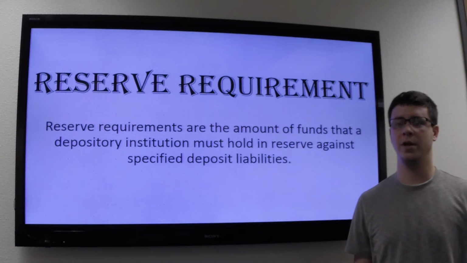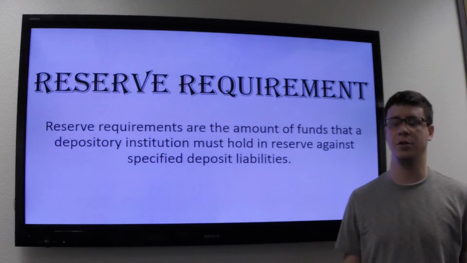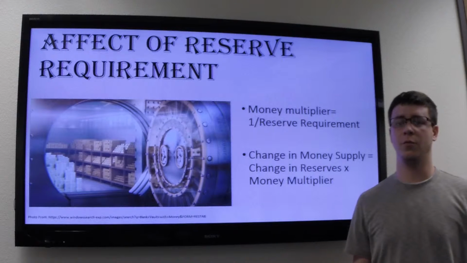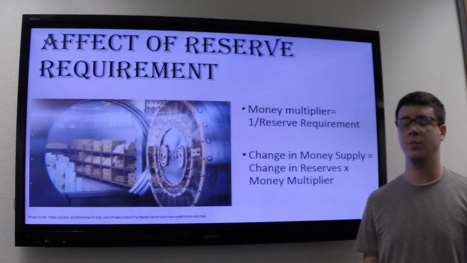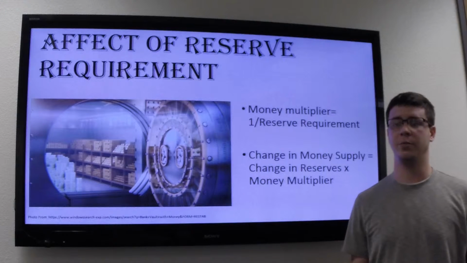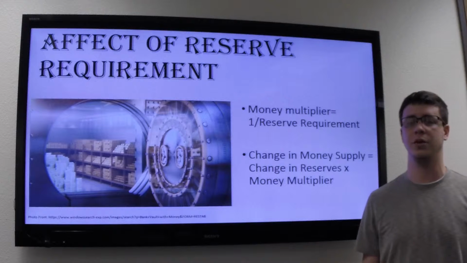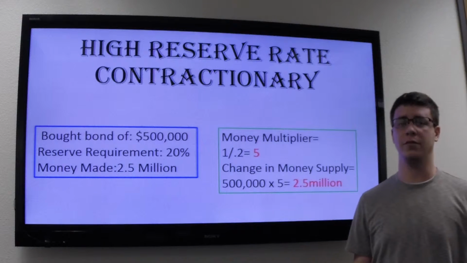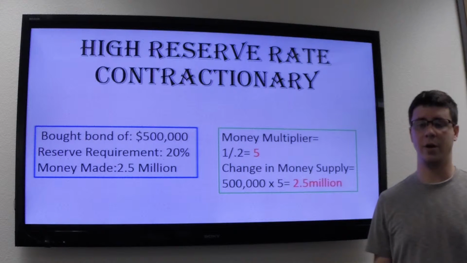The reserve requirement is the amount of funds that a depository institution must hold in reserve against specified deposit liabilities. The effect of the reserve requirement is found by these 2 formulas: the money multiplier, which is 1 divided by the reserve requirement, and the change in money supply, which is the change in reserves times the money multiplier. High reserve rates are contractionary policy.